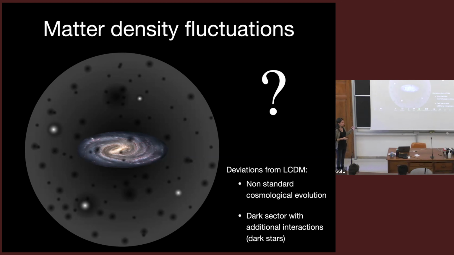I just wanted to point out that we can have compact structures, more compact than what we expect in lambda CDM on the smallest scales. And it's interesting to test these scenarios with observations.